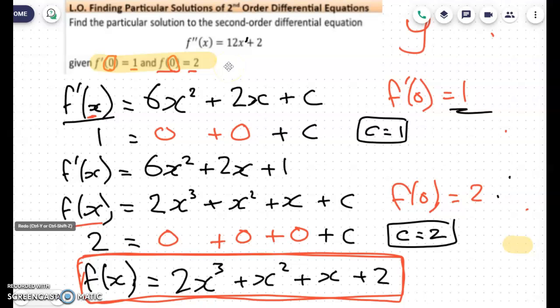If it was a second one, we have y dash dash. Sorry, you can't see that. y dash dash, it's the same idea.